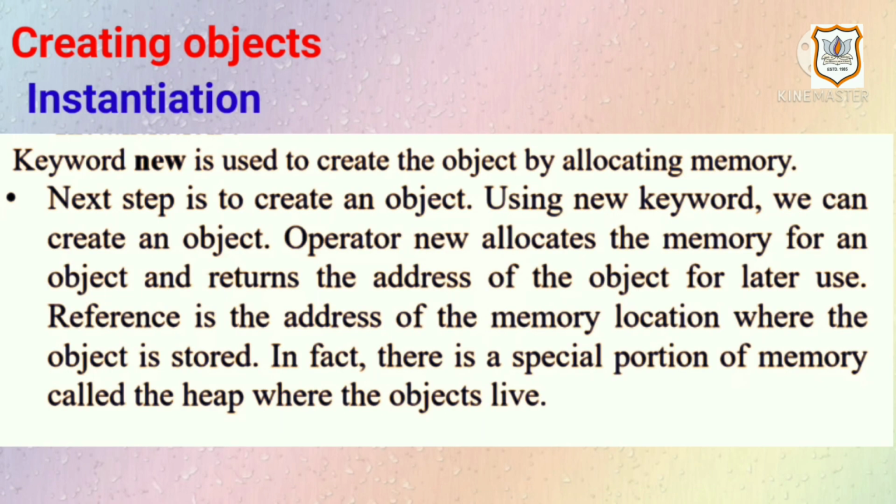Second one is instantiation. The keyword new is used to create the object by allocating memory. Using the new keyword, we can create an object. Operator new allocates the memory for an object and returns the address of the object for later use. Reference is the address of the memory location where the object is stored. In fact, there is a special portion of memory called the heap where the objects lie.